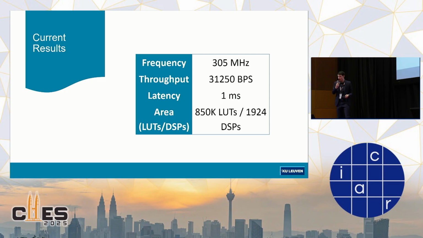And then these are the current results. It runs at 305 megahertz. It does 31,000 bootstraps per second with a latency of 1 millisecond and an area of, well, between 600 and 850,000 LUTs depending on what you're looking at, and 2,000 DSPs, which is only 20% of the DSPs on chip.